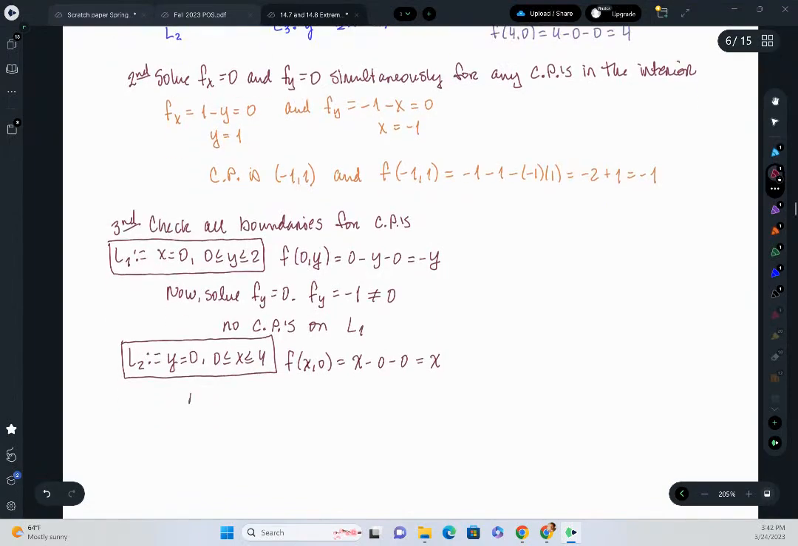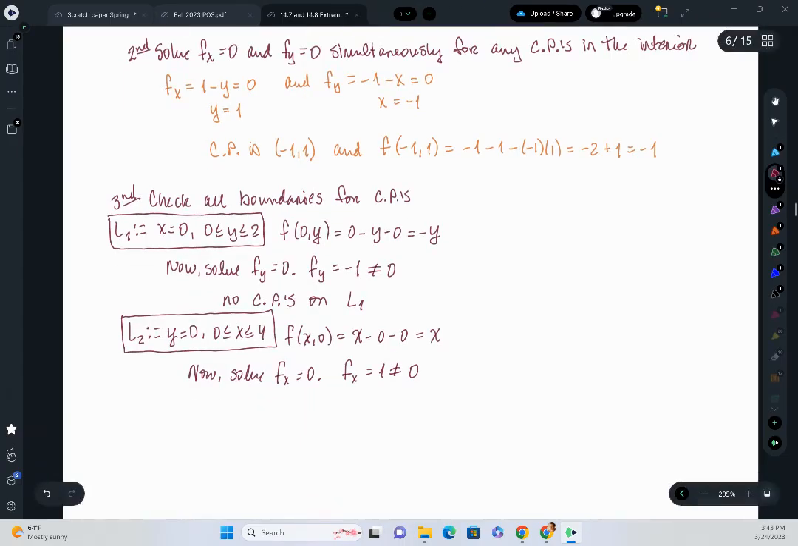Okay, now solve f sub x equals 0. When we calculate f sub x, we get 1, which is, again, never equal to 0. And so once again, we have no critical points on L2. It's a little dissatisfying, but the good thing is it wasn't very much work. You still have to do it. You have to show whether you found something or not as a critical point on your boundaries.